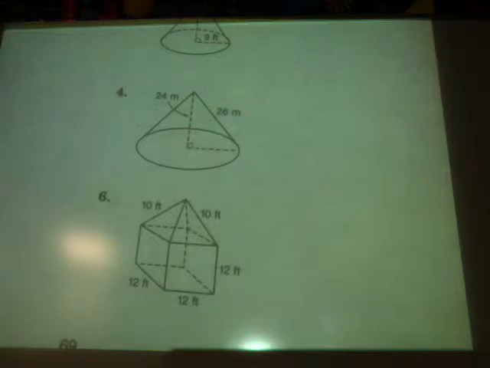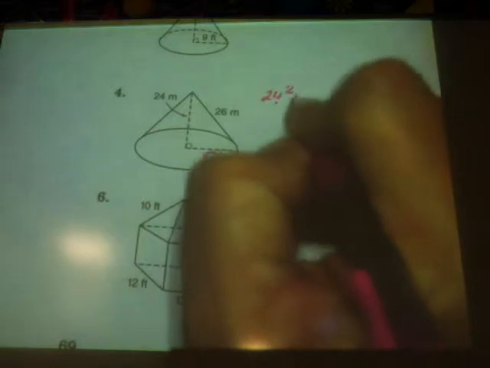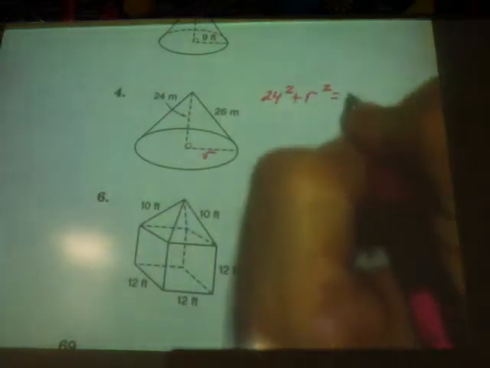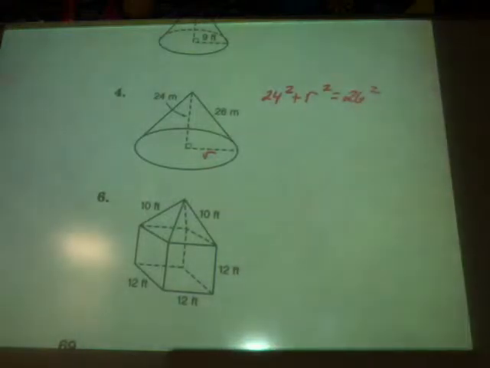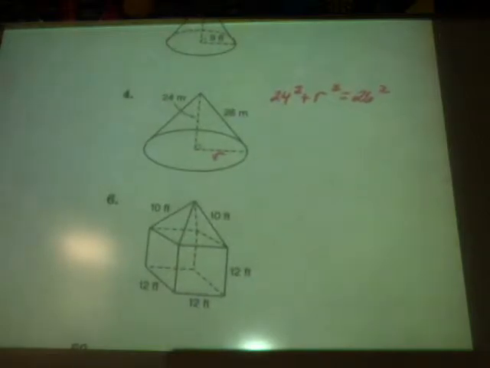Okay. So use Pythagoras theorem to find your missing dimension. So I'm going to call this r, since that's what I want it to be. So I've got 24 squared plus r squared. My hypotenuse is always across from 90 degrees. It's 26 squared. There we go.